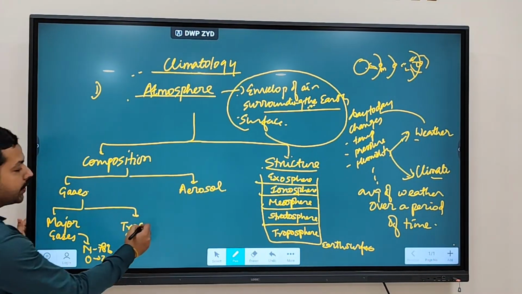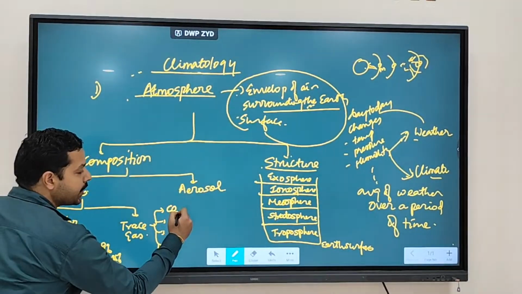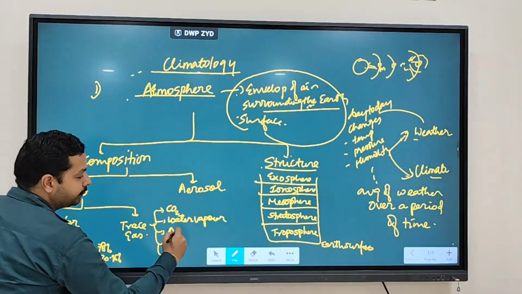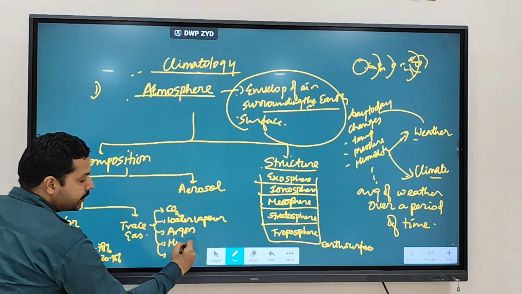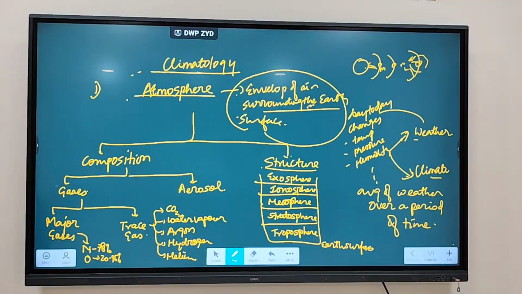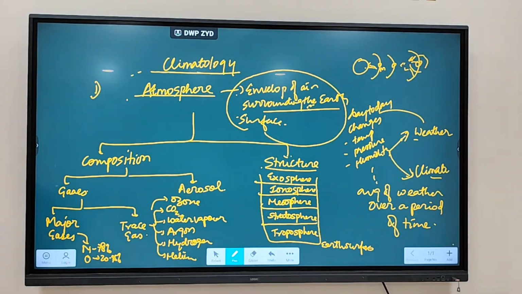Now, trace gases: the gases that you find in small amounts are called trace gases. For example, carbon dioxide can be there, water vapor can be there, argon can be there, hydrogen can be there, helium can be there. All these gases are present in a very small amount. That's why they are referred to as trace gases. Even ozone is also present. The stratosphere consists of ozone, so ozone, O3, you can also write. So these are referred to as trace gases, present in minute amounts in your atmosphere.